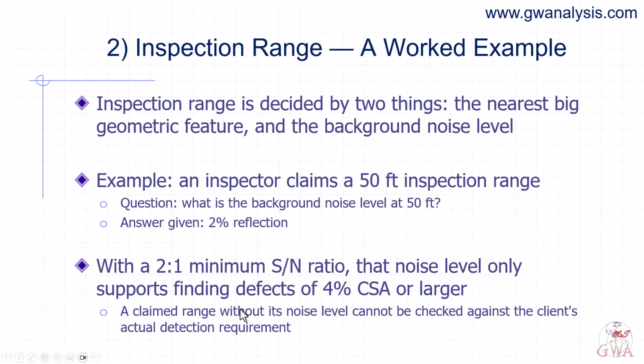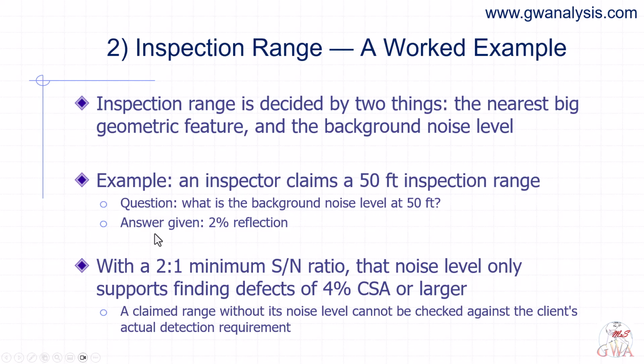The inspection range is decided by two things: the nearest big geometric feature, such as a flange, and the background noise level. If someone says the inspection range is 50 feet, the first question to ask is, what is the background noise level at 50 feet?